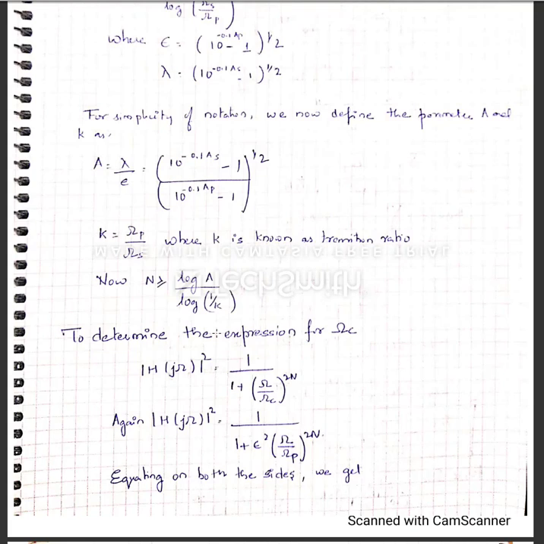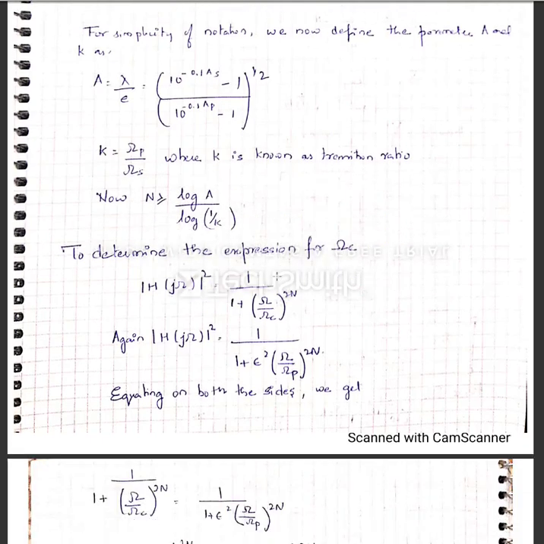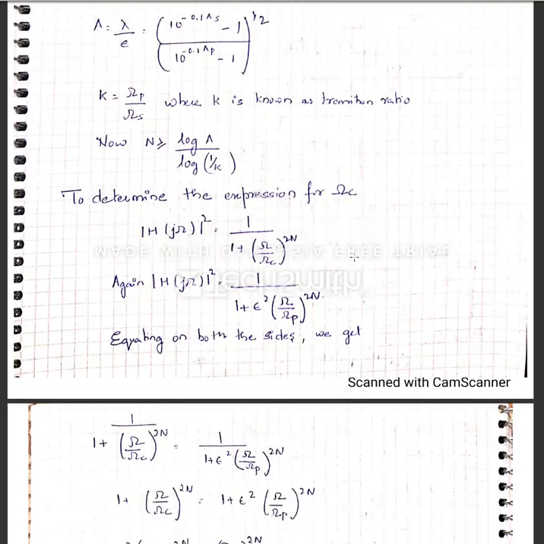Okay, all right. So this would be the value of n, the order you will be calculating using this. Now if you have to determine the expression for omega c, that is the cutoff frequency, again we would start from the beginning, that is |H(jω)|², the square of the magnitude frequency response, which will be equal to 1 by this.